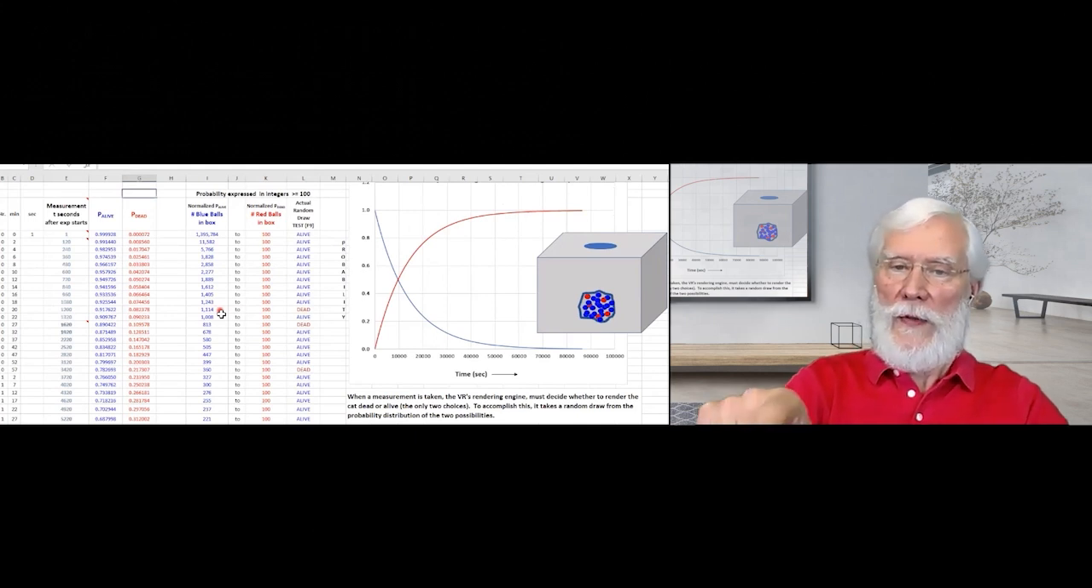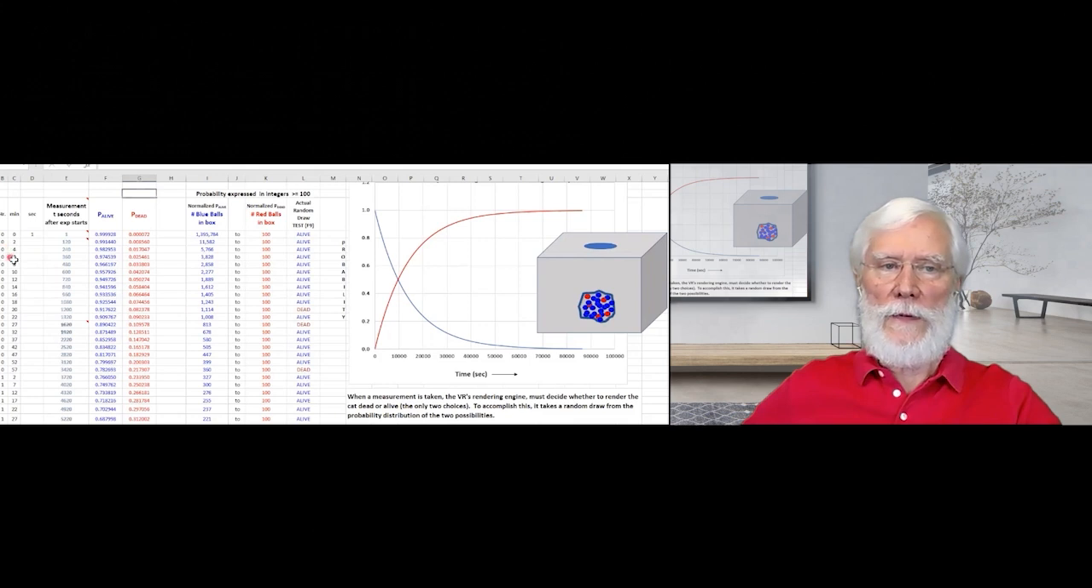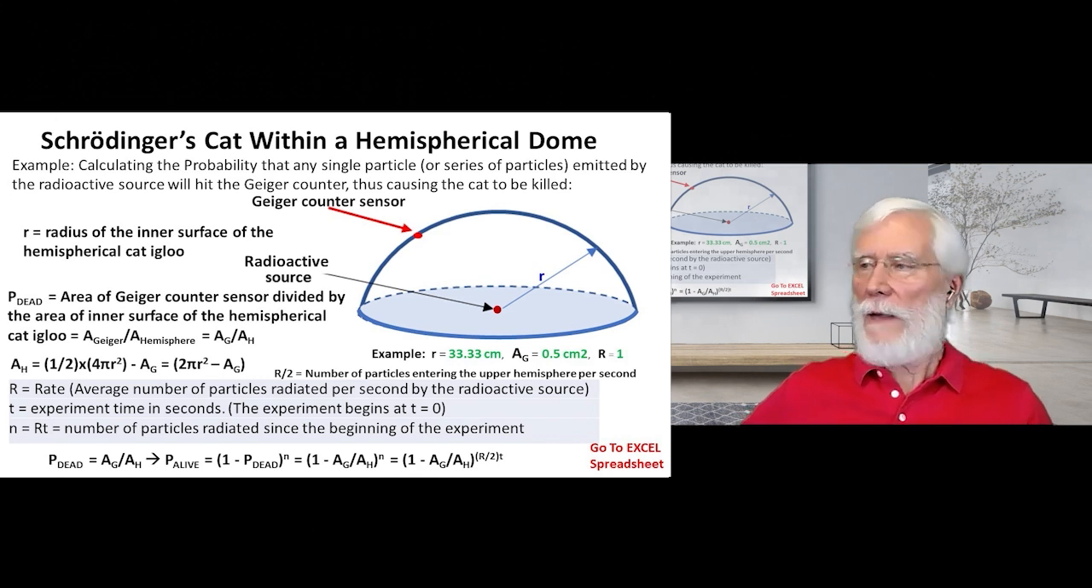Well, you got one this time when you made that measurement. Every time you do this, it's like a new random draw. You have another cat, it's a different random draw. The next cat's a different random draw. So every line here that we move across, every row, it's a new cat being looked at a different time. You see? Okay, that is Schrödinger's cat within a hemispherical domed cat house.